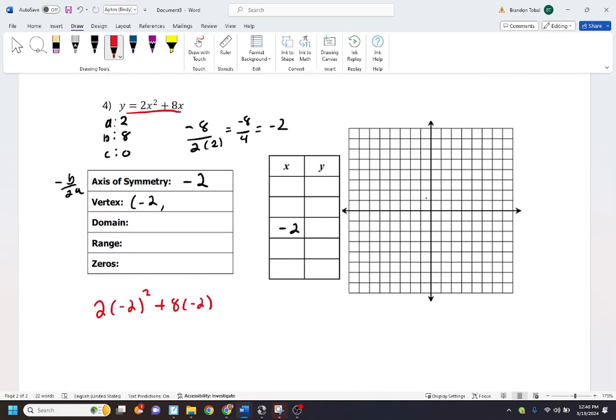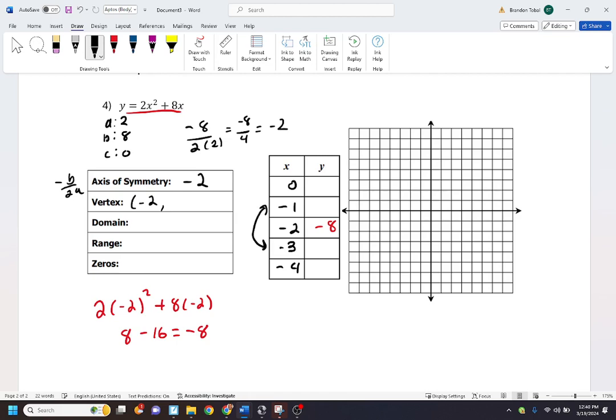Negative 2 squared happens first. That's 4. 4 times 2 is 8. 8 times negative 2 is negative 16. So the result is negative 8. Remember, 2 smaller, negative 1, 0. 2 bigger, 3, negative 4. Or actually I messed up the order. It doesn't really matter though.